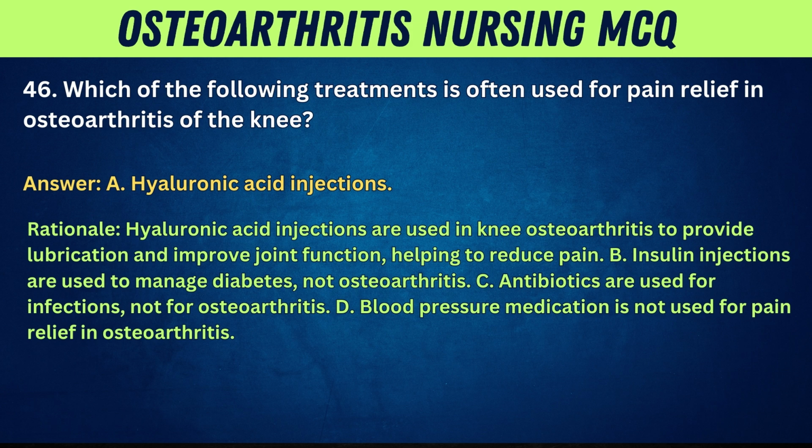Rationale: hyaluronic acid injections are used in knee osteoarthritis to provide lubrication and improve joint function, helping to reduce pain. B. Insulin injections are used to manage diabetes, not osteoarthritis. C. Antibiotics are used for infections, not for osteoarthritis. D. Blood pressure medication is not used for pain relief in osteoarthritis.